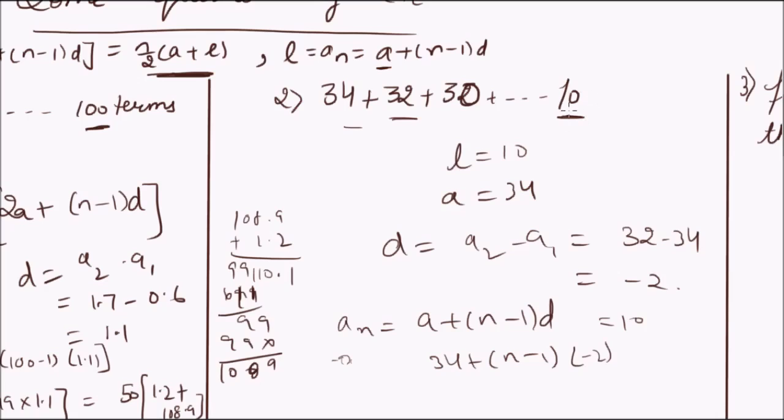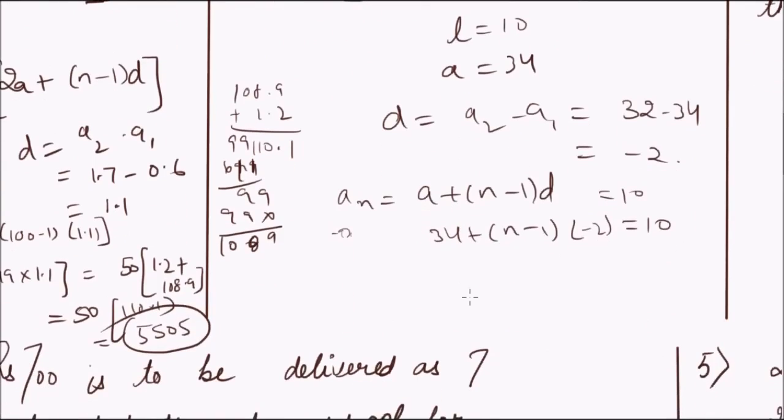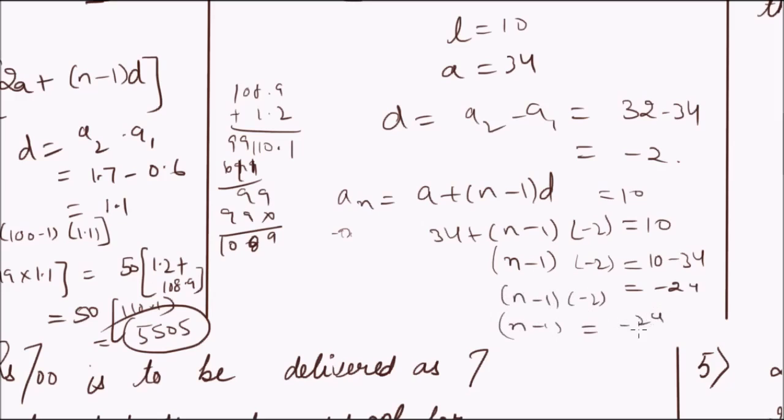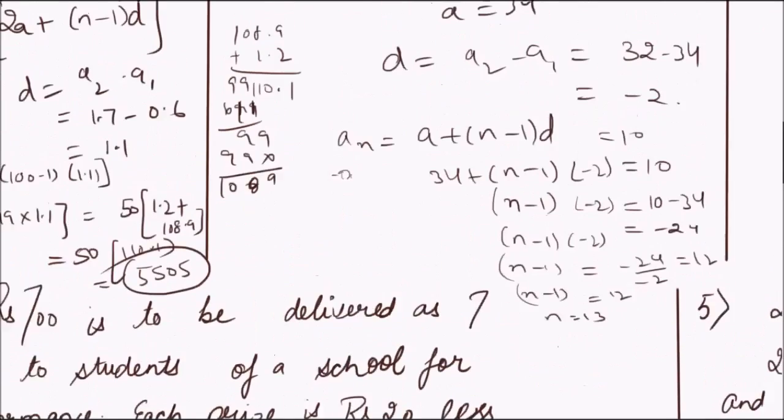We are letting this term be the nth term just to find out the number of terms in this given arithmetic progression, that is, to find out what the value of n is. Thus, on simplifying this equation, we get (n minus 1) into minus 2 equals minus 24, or n minus 1 equals minus 24 over minus 2, which is 12. That is n minus 1 is 12, or n equals 13.